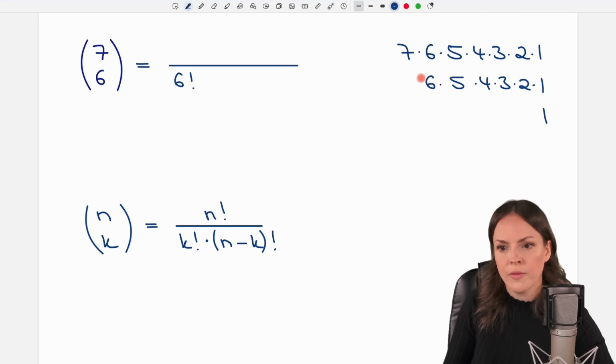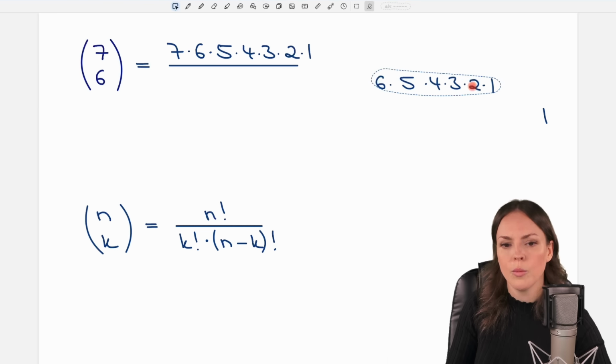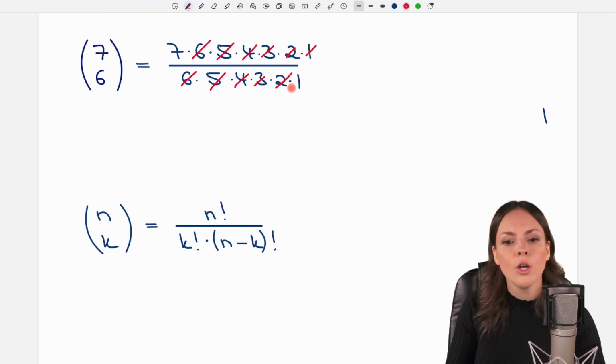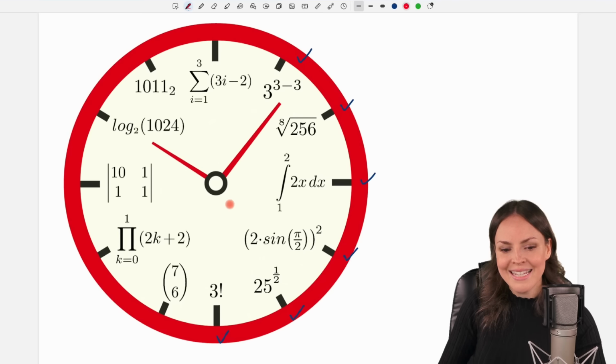7 factorial is this beautiful thing here. 6 factorial is this beautiful thing here. We have a fraction. We are allowed to cancel things out if it's possible. Yes, the 6, the 5, the 4, and so on. So the only thing that is left is the beautiful 7 of our 7 o'clock.